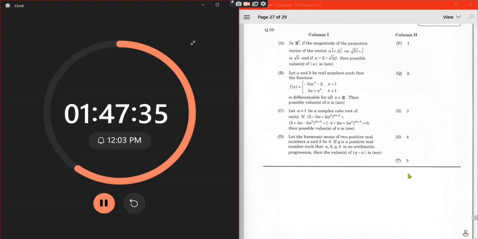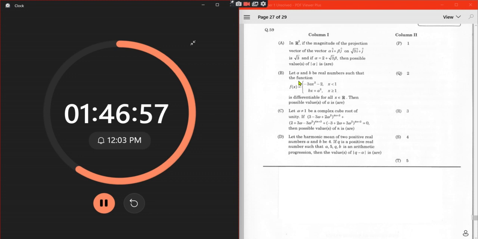Okay. In R cube, if the magnitude of the projection vector of this vector on this vector is square root of 3, and if alpha equal to, okay? What does that mean? Just square root of 3 alpha plus beta upon, I'm going to use the projection formula here, which means upon 2 basically, equal to square root of 3, which means square root of 3 alpha plus beta is equal to 2 square root of 3. Okay, and alpha is equal to 2 plus square root of 3 times beta, so substitute that. What do you get? 2 square root of 3 plus 3 beta plus beta is just 4 beta. So beta equal to 0 basically. Alpha equal to 2. Mod of is just 2, right? So Q is the answer.